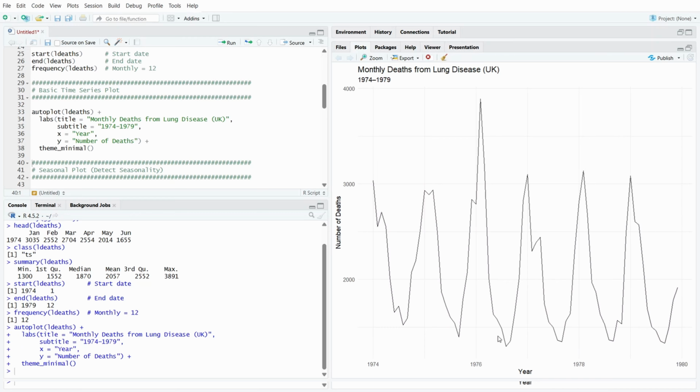The first thing we notice here is the rhythm. This is a classic sawtooth pattern. Notice how every year follows the same dramatic arc. We start high, plummet toward the middle of the year, and then climb right back up. But take a look at early 1976. See that massive spike? It towers over the other years, nearly hitting 4,000 deaths.